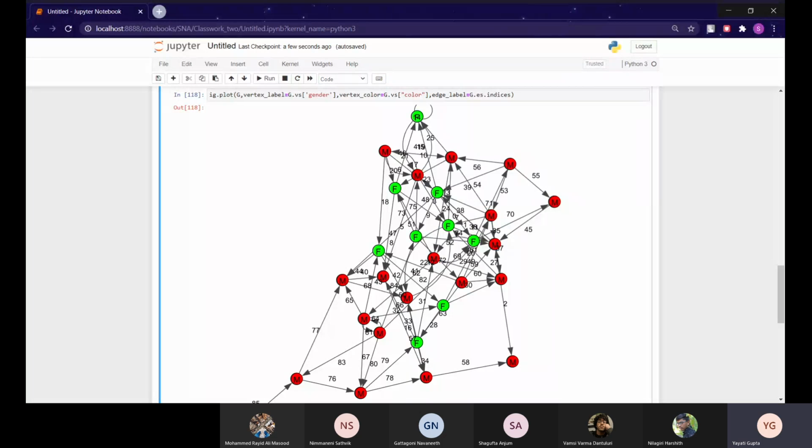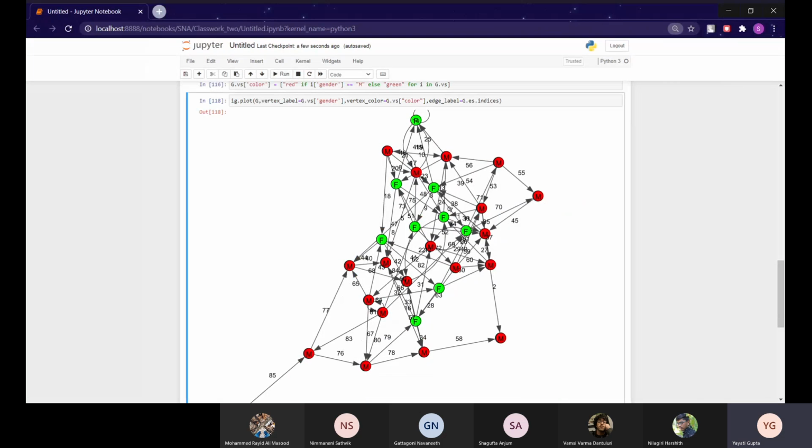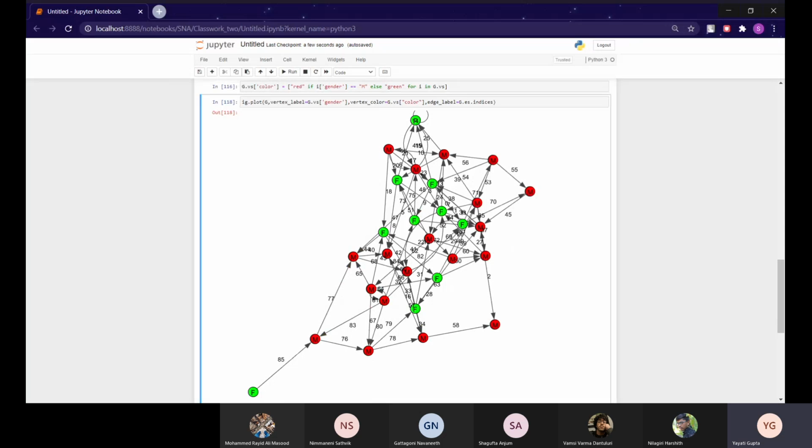Okay, so whose screen this is? Satvik. Okay. So Satvik shows us the graph here. All the males are in red color, females are in green color. Then I think these are the node labels which are appearing at a slight distance from the node. Okay, so this is the graph we have.